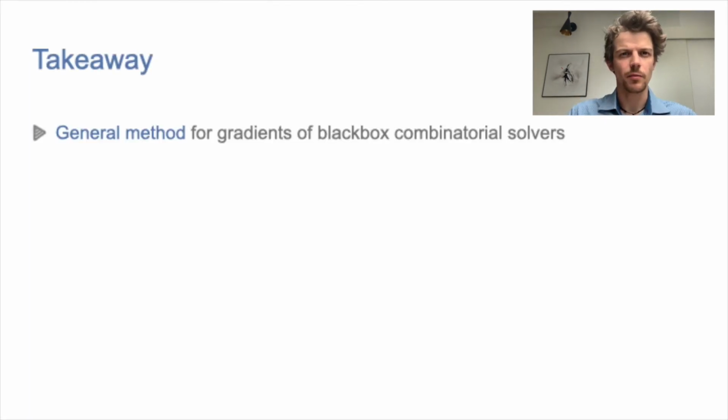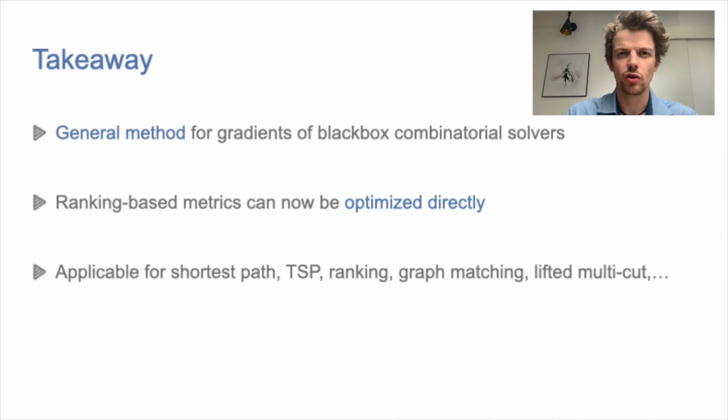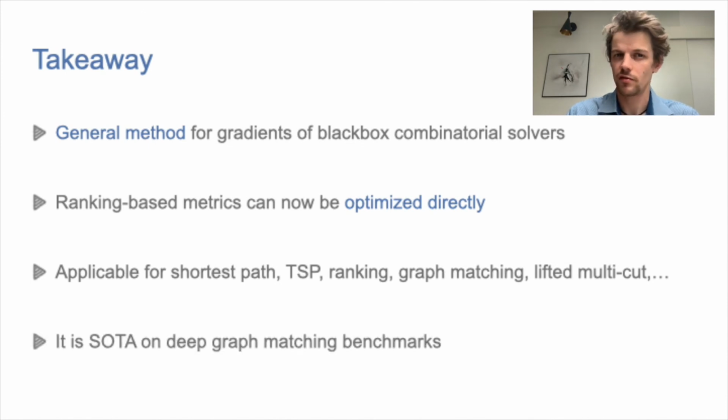The success of Rambo depends on the method for Blackbox differentiation of combinatorial solvers. Ranking-based metrics can now be optimized directly. This general tool allows to use various combinatorial algorithms as neural network building blocks. For instance, according to our recent paper, it's now the state-of-the-art on deep graph matching benchmarks.